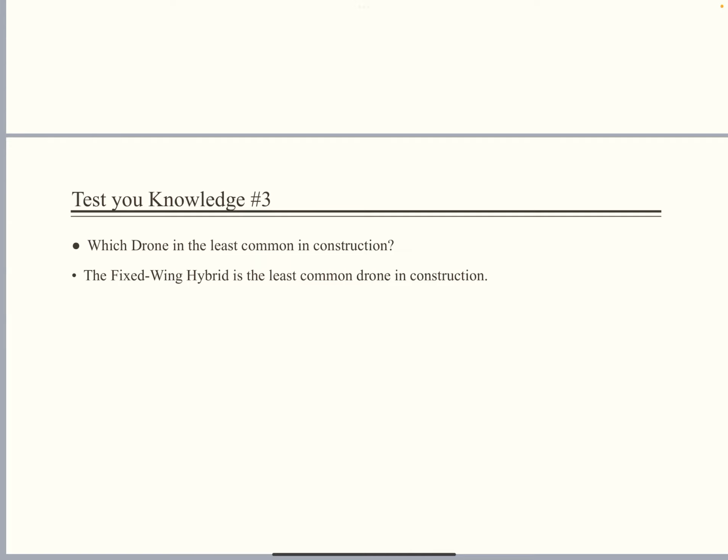So last and final, test your knowledge. Which drone is the least common in construction? The fixed wing hybrid is the least common just because of cost. And people would just prefer multi-rotor on its own or a fixed wing, not a hybrid.